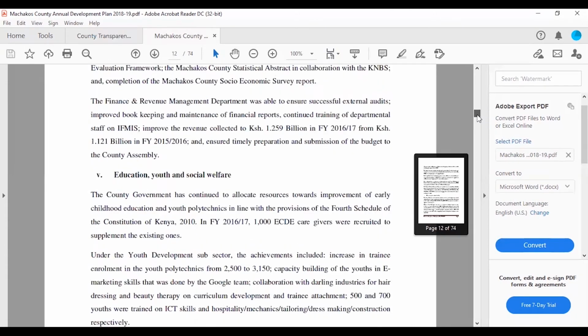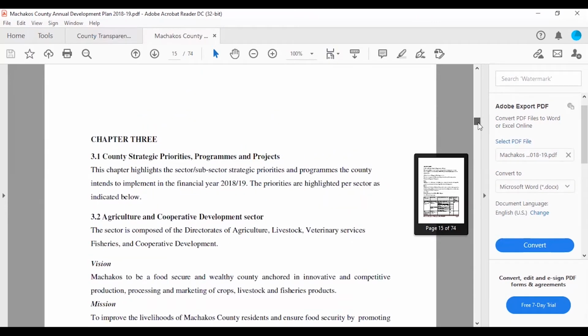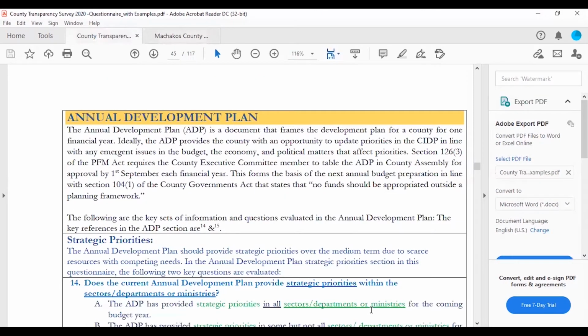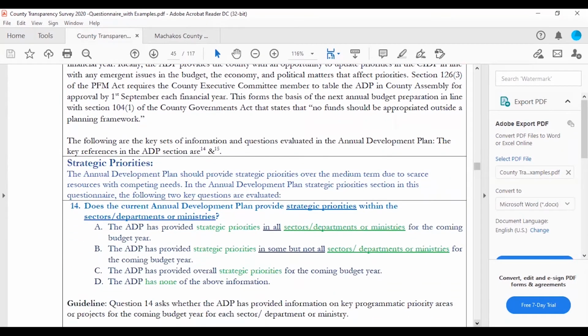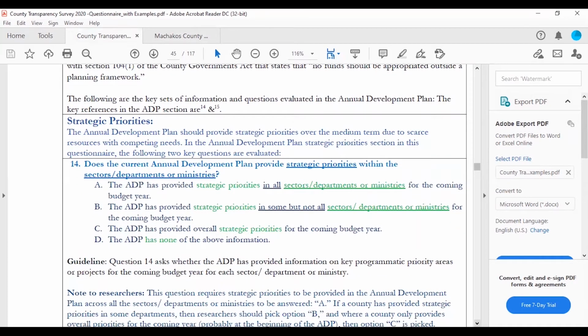So here they are talking about the previous performance. One of the things that we should look out for, even in the CIDP, is that the ADP should provide strategic priorities over the medium term. So in the medium term, we are saying in the next 3 financial years, due to scarce resources with competing needs. All right. So we are going to evaluate whether this annual development plan provides strategic priorities within the sectors or departments or ministries.